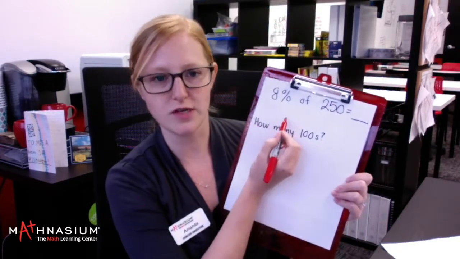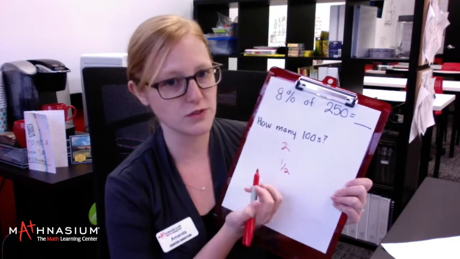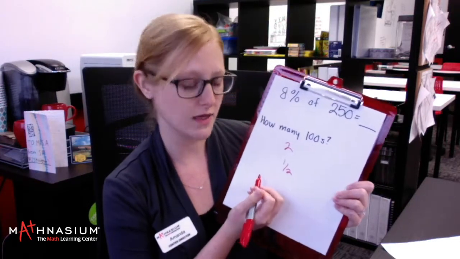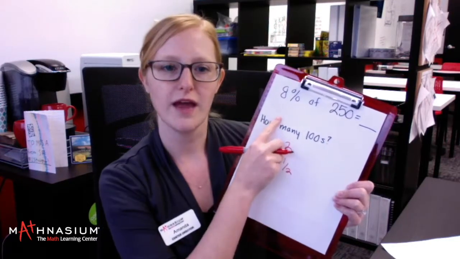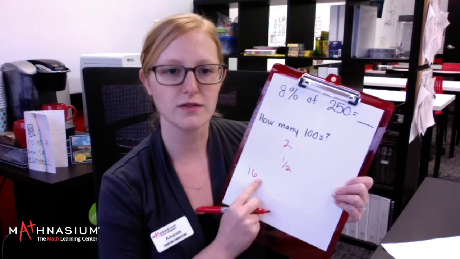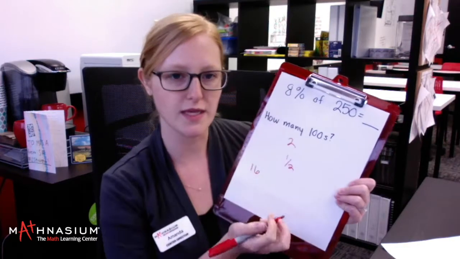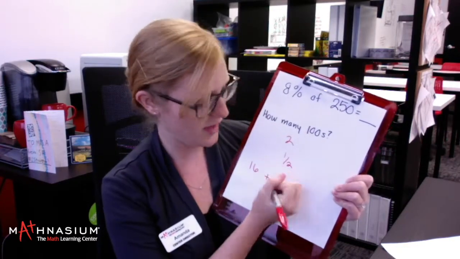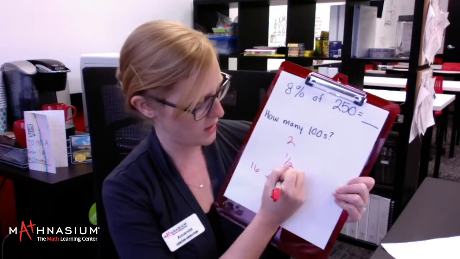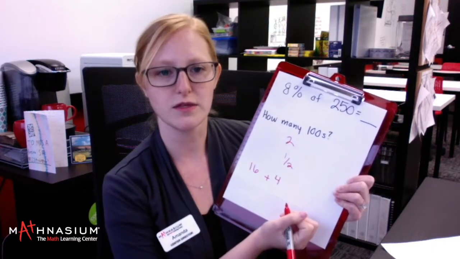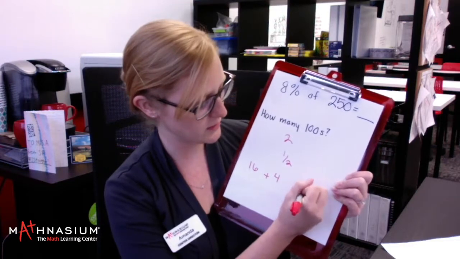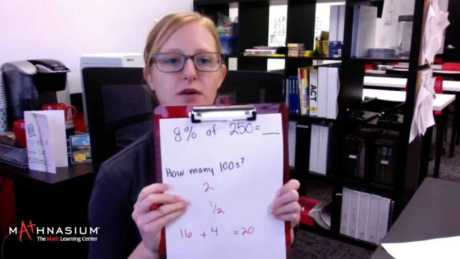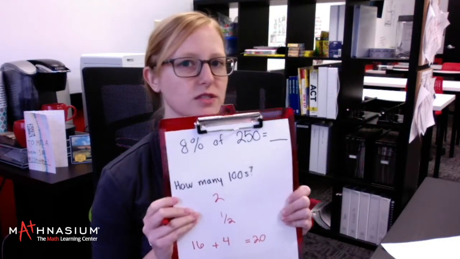So we can use that. If we have 8 for each 100, we can do 8 for the first 2 hundreds, so that'll just be 8 times 2, or 16. And then if we have half of 100, we can also take half of our 8%. So that's just going to be half of 8, or 4. Then we add together these two different pieces, so we have 16 plus 4, and that's going to give us 20. So 8% of 250 is just 20.